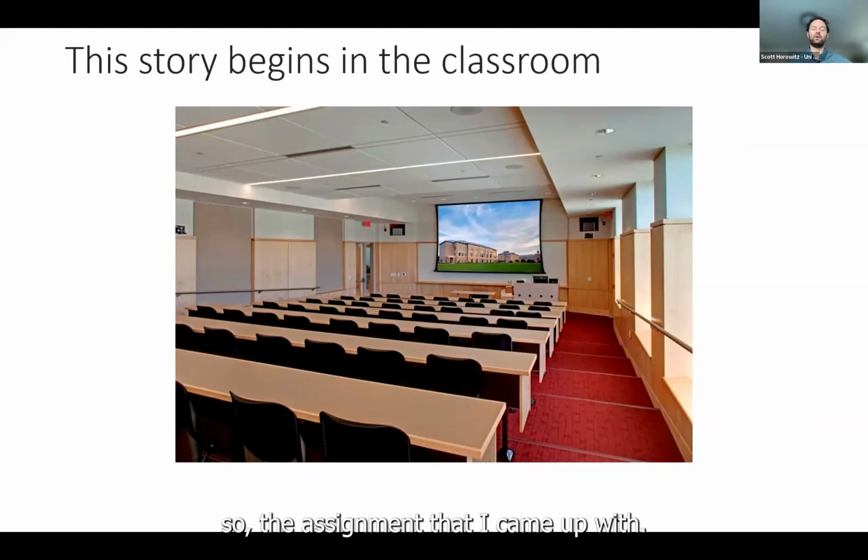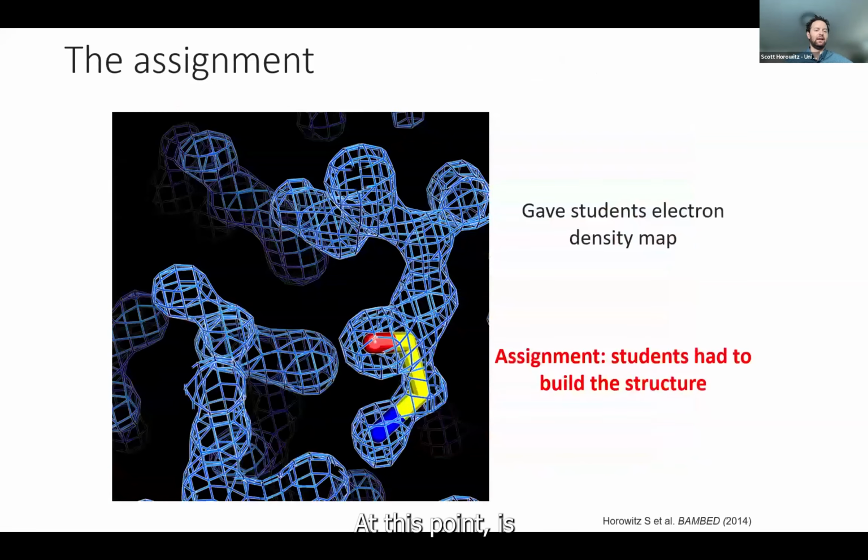And so the assignment that I came up with, and Rob, you can go to the next slide at this point, is basically I downloaded an electron density map, and I put in the N-terminal amino acid, and I told the students, "Go finish it." And I taught them how to use Coot. I gave them the crash course in Coot, and they went and did that.